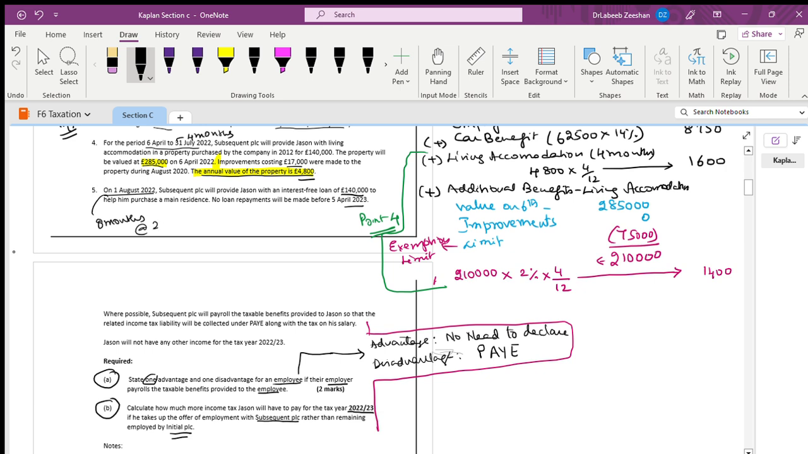At the rate of how much? You are getting a benefit of 2%. Now, what we have to write? Interest, beneficial loan. How much is there? 140 times 2% times 8 by 12. How much will you get?